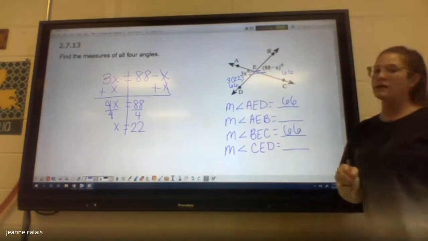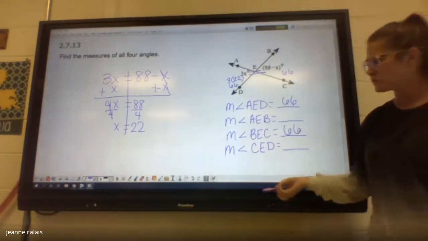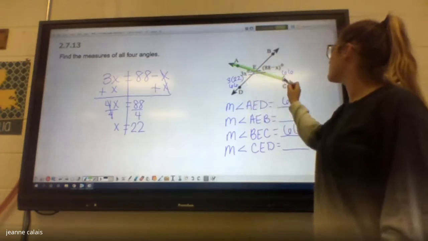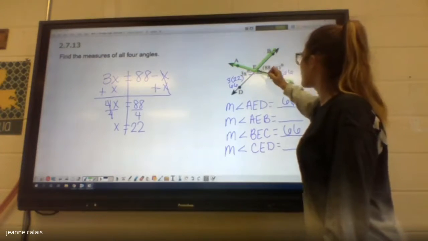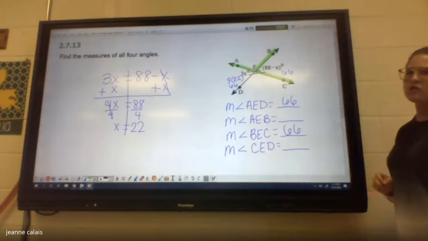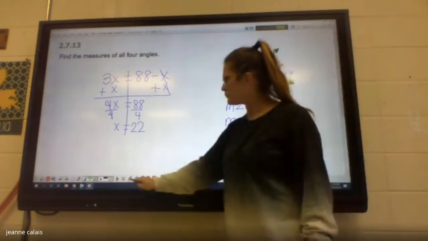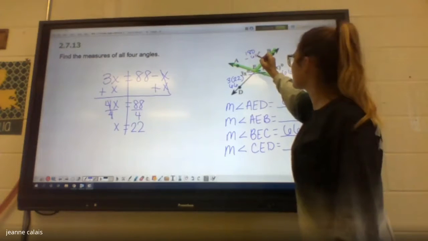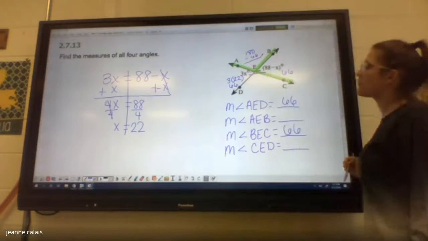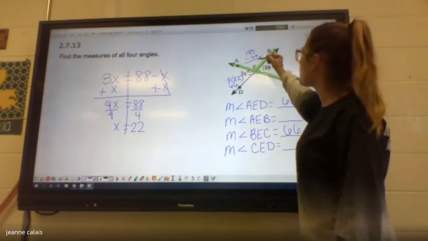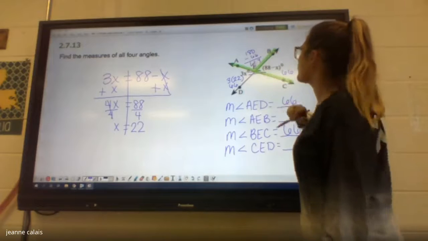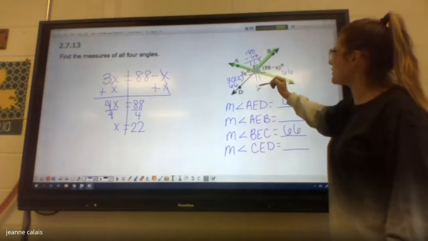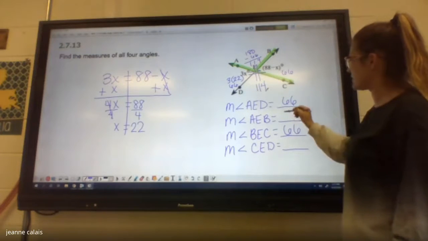Now, how do we find the other angle? Well, think back when we first talked about angle relations. If you look here, you do have a straight angle. All right, so 180 minus 66, because these two angles do form a straight angle, they are supplementary, is 114. Okay, vertical angles again, so this angle is also 114.